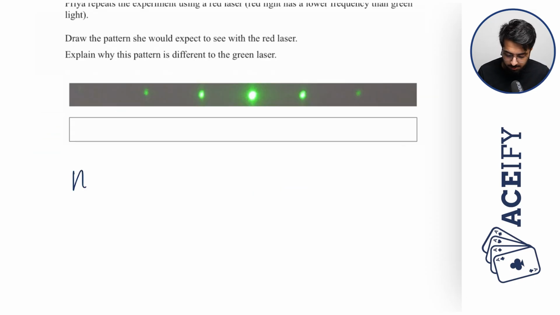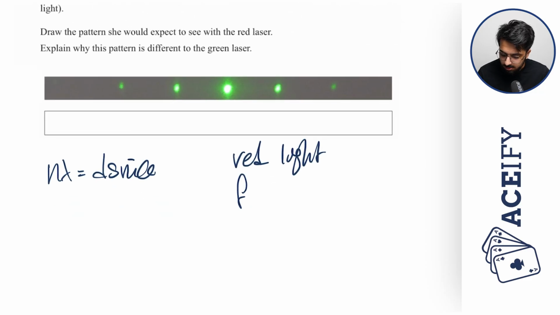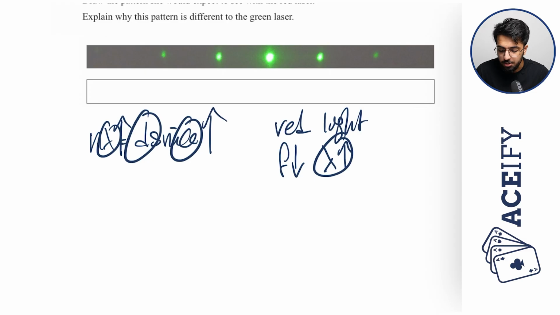We know our n lambda is equal to d sine theta, okay? And as red light has a lower frequency than green light, okay? Red light has a lower frequency, and therefore as the speed of light is not different between red light and green light, they're both light, so both waves will travel at the same speed. Therefore, red light will have a greater wavelength when compared to green light. As red light has a greater wavelength than green light, as both lasers go through the exact same diffraction grating, our d value remains constant, and therefore the only thing that can change is our theta value also increasing.